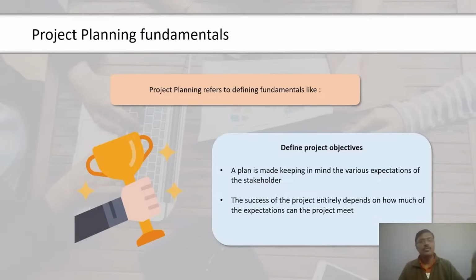In the next screen, let's look at the project time management processes. There are 7 project time management processes. They are plan schedule management, define activities, sequence activities, estimate activity resources, estimate activity durations, develop schedule, and control schedule.